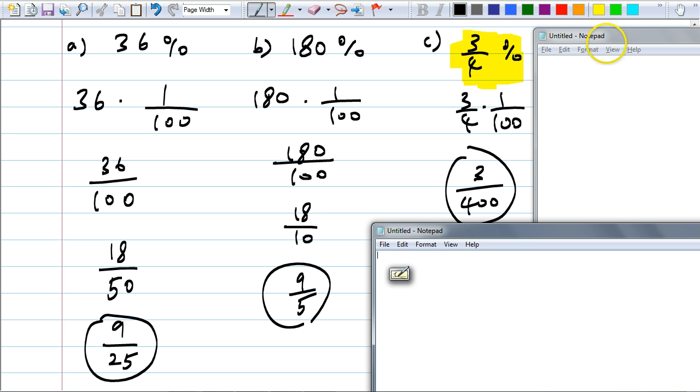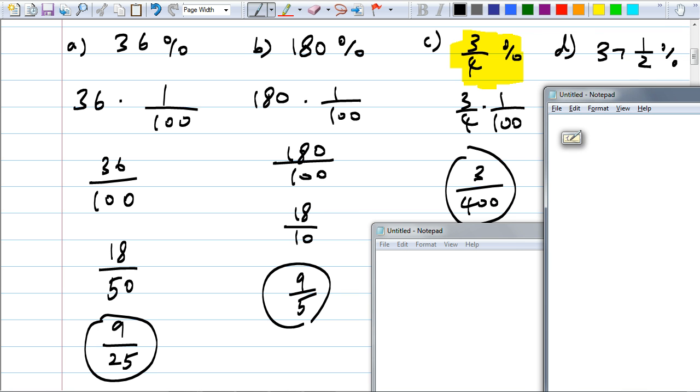All right, so then try this one here. What are you going to do if you have a mixed fraction? Very straightforward. It's easy. 37.5%. Guess what we're going to do first, guys? You're going to change it to an improper fraction. Exactly. Go ahead, everybody finish up.